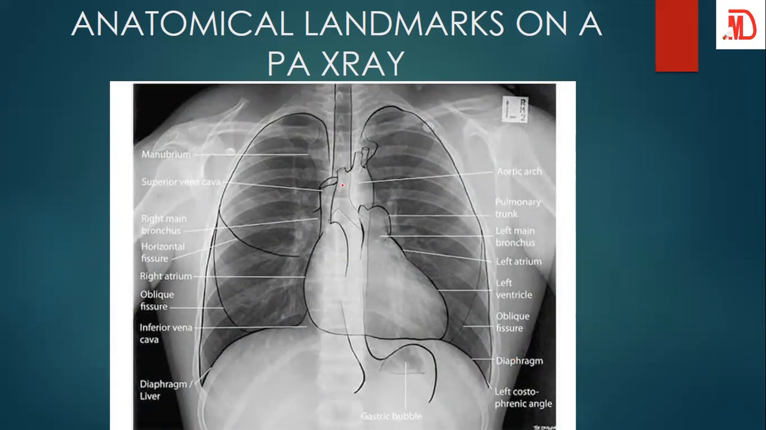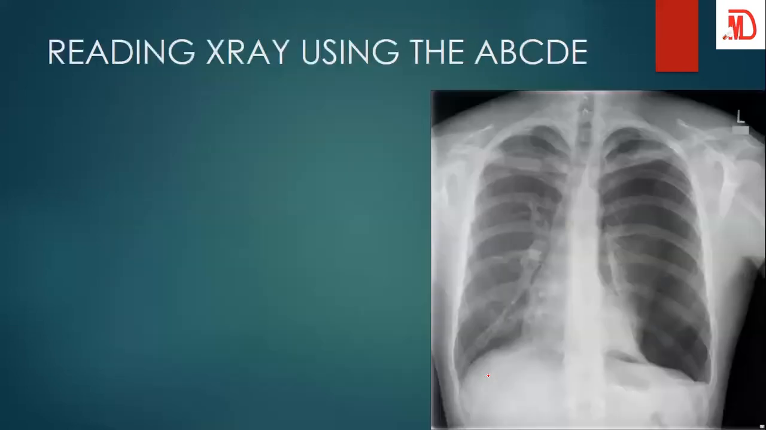Very nice. So you see your trachea, beautiful. Your heart, right atrium, your ventricle. Okay. Your diaphragm. So over here, this is the costophrenic angle. Yeah, costophrenic angle, this space. So basically, this is just it, right? Very beautiful.